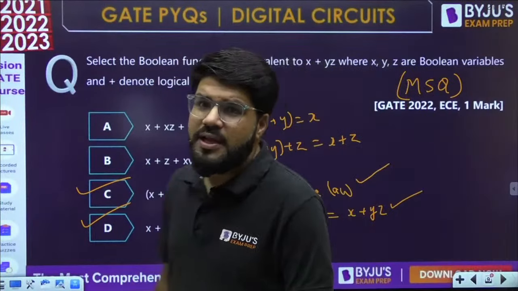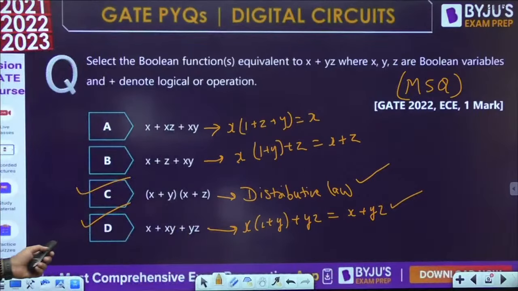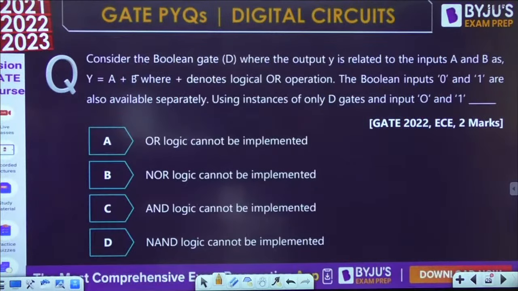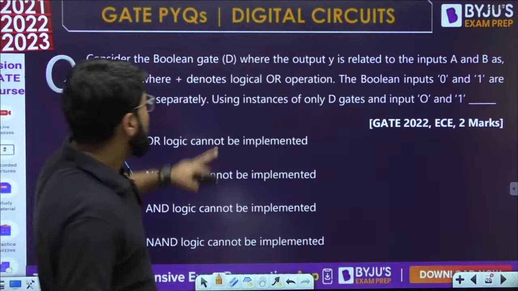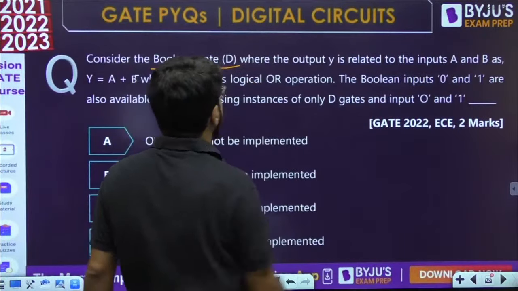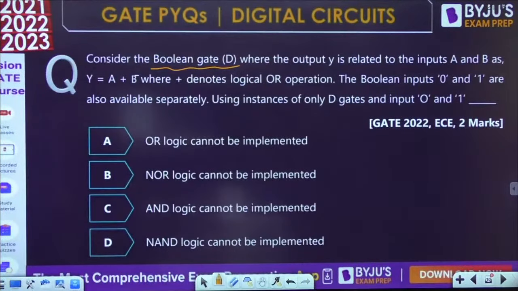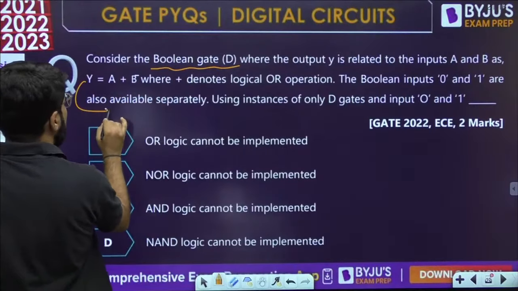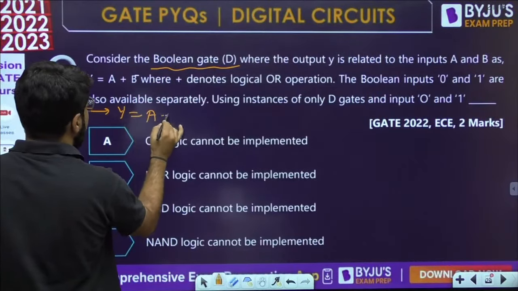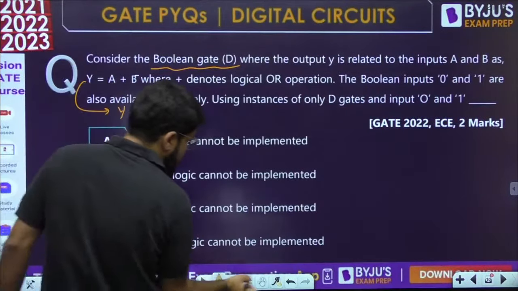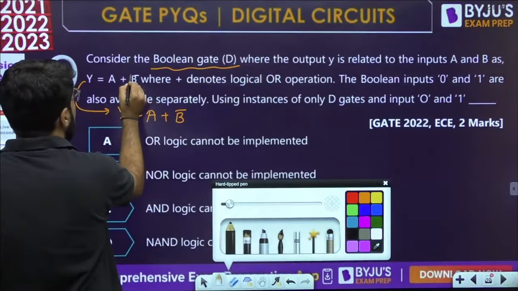Let us move ahead to the next question. Consider the Boolean gate D. There is some Boolean gate being defined where the output Y is related to the inputs A and B as Y equals A plus B bar. This bar got a little displaced, let me write it clearly. It is A plus B bar.